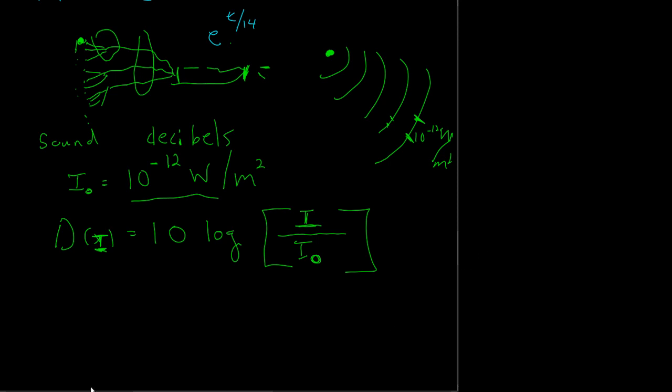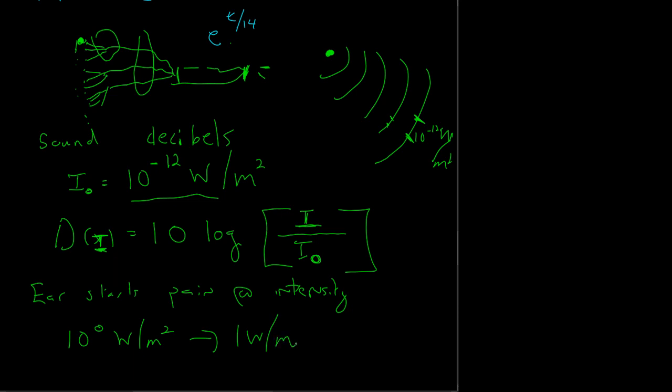So the human ear starts to hurt. I have what decibels are for a jet engine. So the ear starts pain at an intensity of 10 to the 0 watts per meter squared, or 1 watt per meter squared. Should I have that number right?